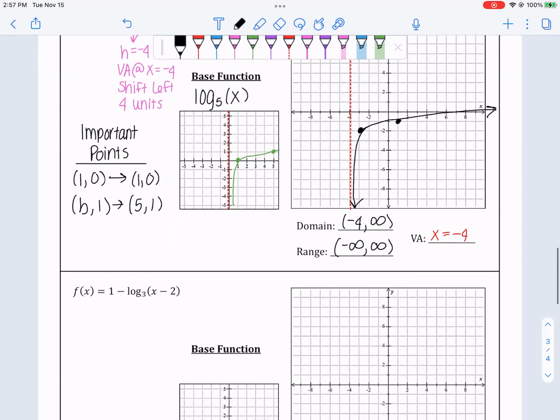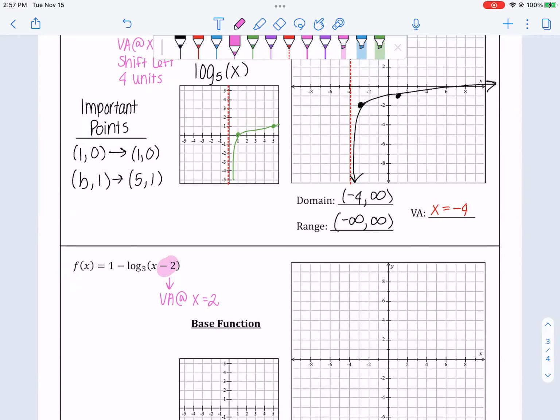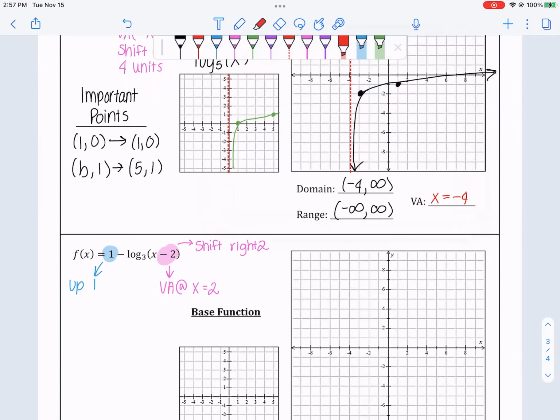So let's try another one. Right. Here we have -2, means we're going to have a vertical asymptote at x equals +2. And this also means we've shifted to the right 2. There's a positive 1 on the outside, which means we are going to be shifted up 1. And then there's a negative in front of our logarithm, which means we are going to be reflected over the x-axis.